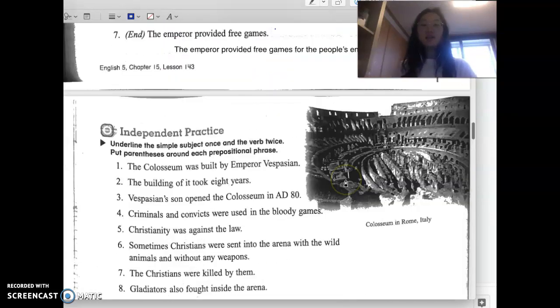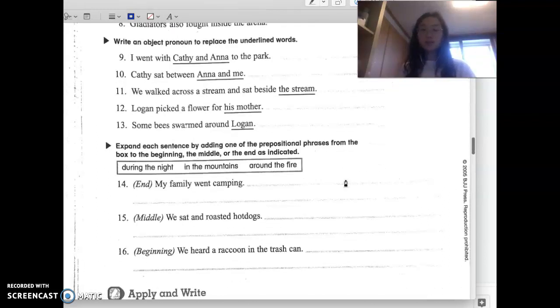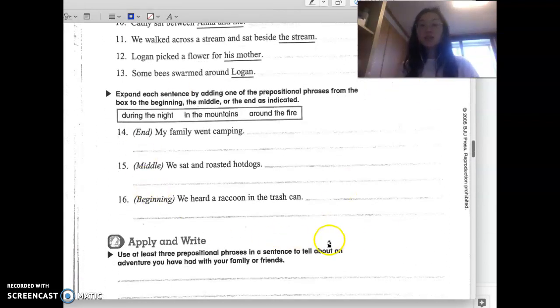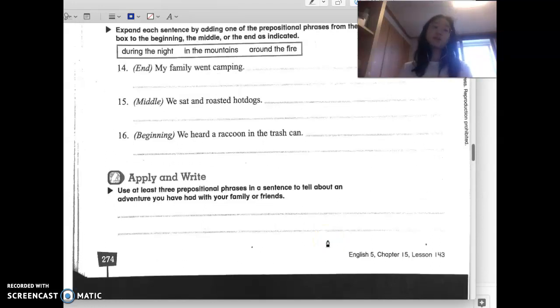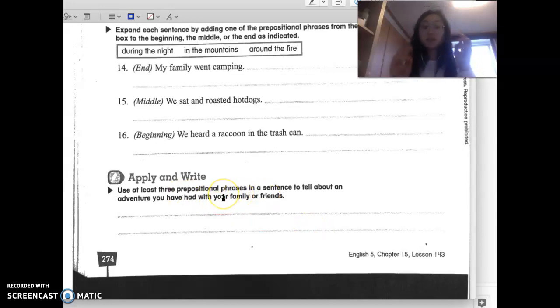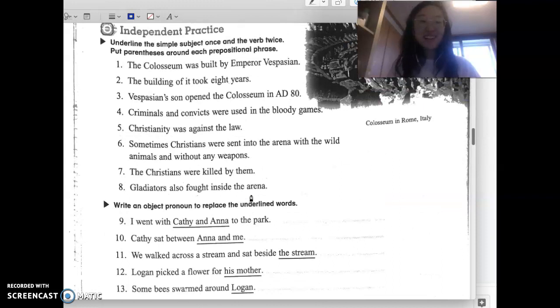Okay, I'm going to do just a few questions on page 274. This section I would like you to try on your own just because we just did all of them right now. And of course, do apply and write. You just have to use at least 3 prepositional phrases in one sentence, okay? To talk about an adventure. It's a challenge. All right. Underline the simple subject once, the verb twice, put parentheses around the prepositional phrase.